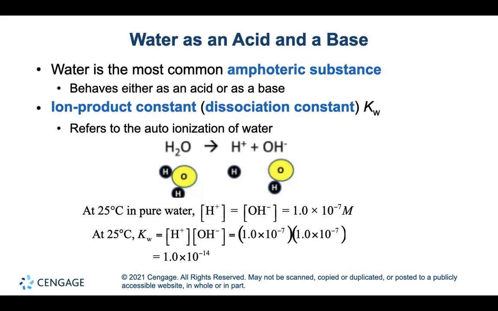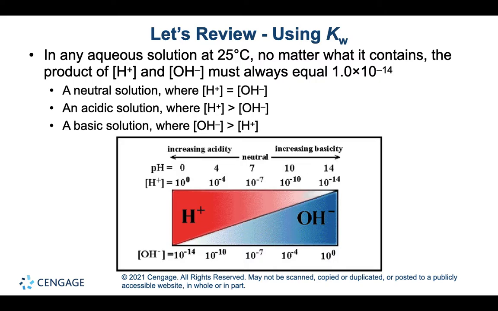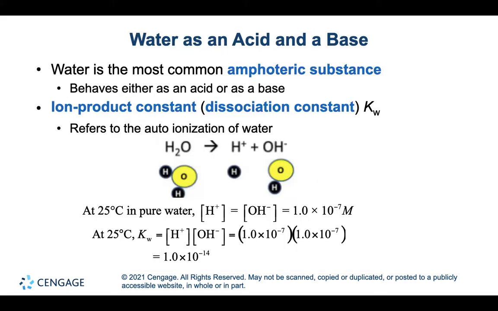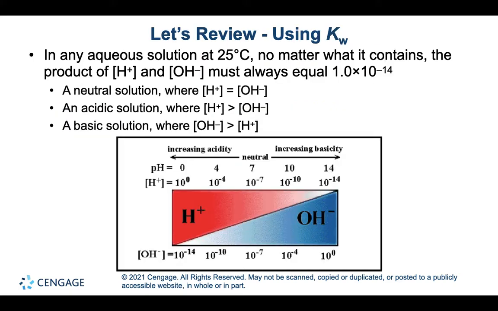So with that in mind, since Kw equals H plus times OH minus and it equals 1 times 10 to the minus 14, there's a relationship between H plus and OH minus. No matter what is in water, the product of H plus and OH minus molarities has to equal 1 times 10 to the minus 14 because that's the equilibrium constant. So when you have a neutral solution, your H plus and your OH minus are equal. At 25 Celsius, that means they'll be 1 times 10 to the minus 7.